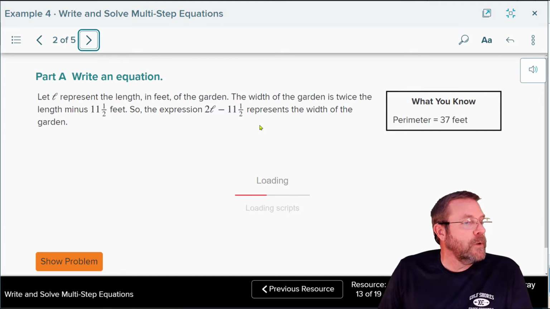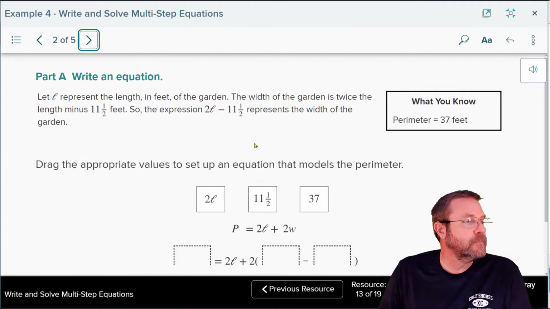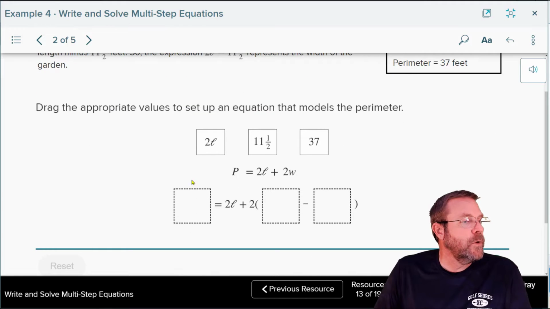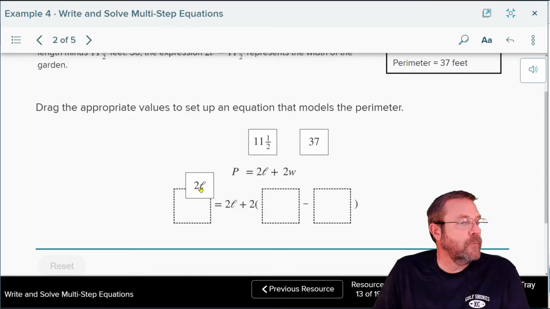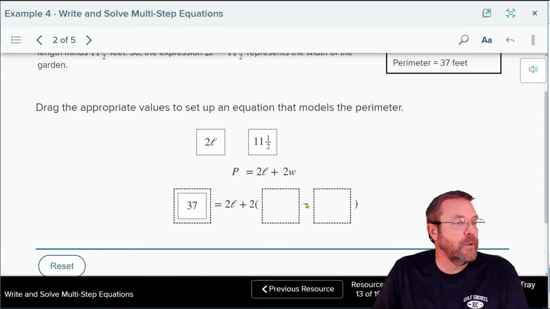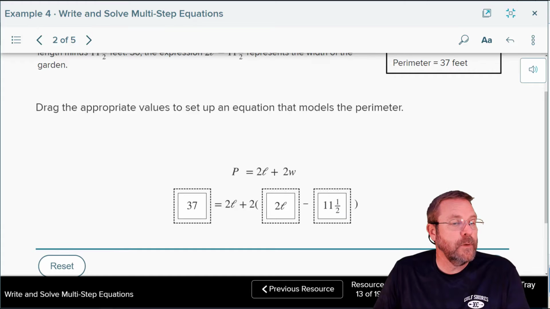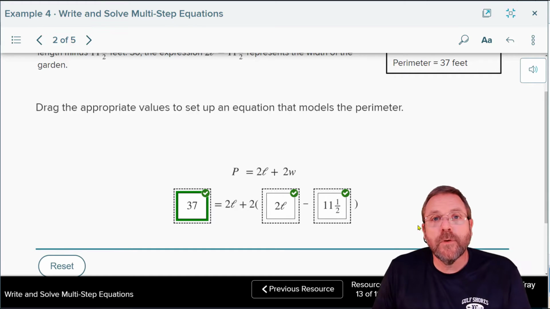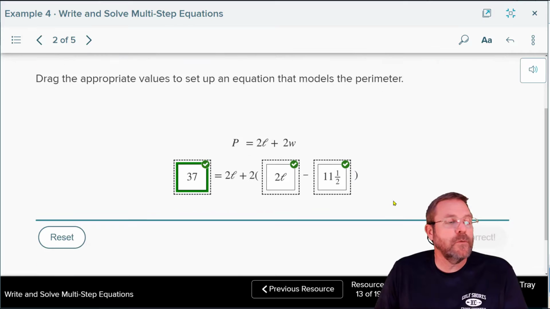So first thing they're going to do is set up our equation. Actually, I'm sorry, this side's going to be 37, because 37 is going to equal everything on the perimeter. And on the perimeter, you've got 2 times the length, because there's 2 lengths, and 2 times the width, because there's 2 widths. And the width was 2 lengths minus 11.5. So right there's the equation we're going to be using to solve.